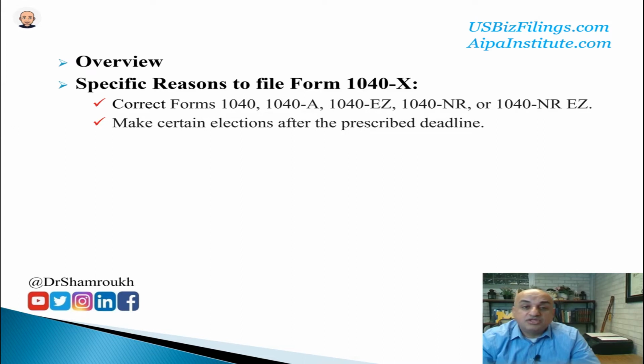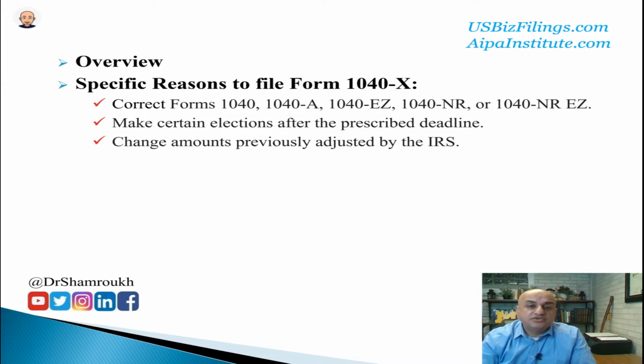The second reason to file Form 1040X is to make certain elections after the prescribed deadlines, such as the extension of time to make elections, and so on. The other reason is to change the amounts previously adjusted by the IRS. For example, if you received a letter from the IRS including changes to the amounts that you originally submitted, and you disagree or need to make changes to any of the listed amounts, then this is your chance to file Form 1040X to do so.